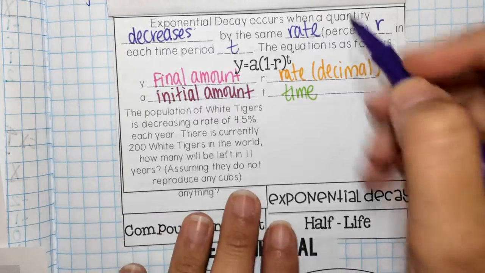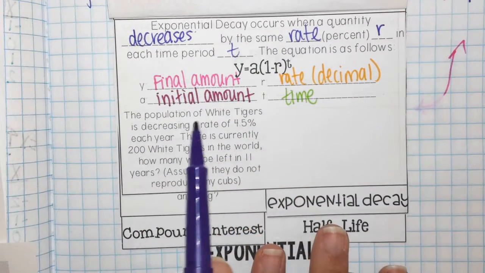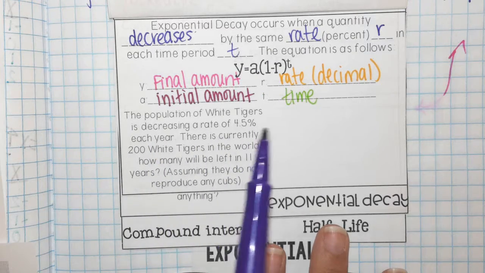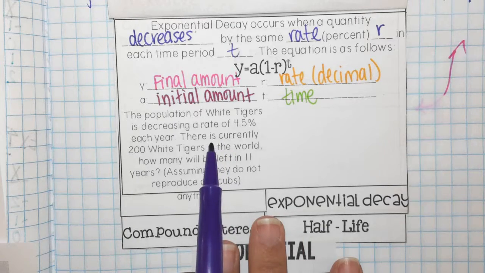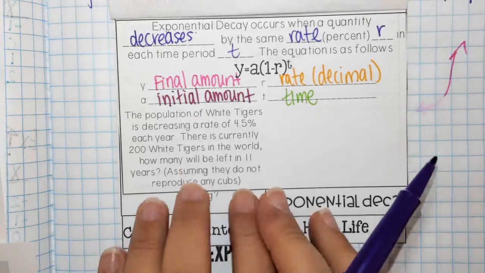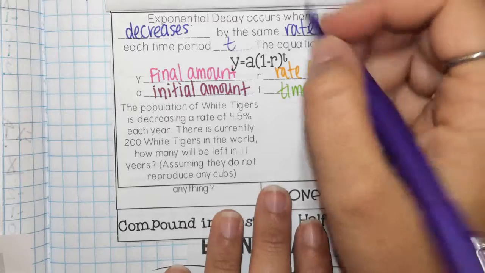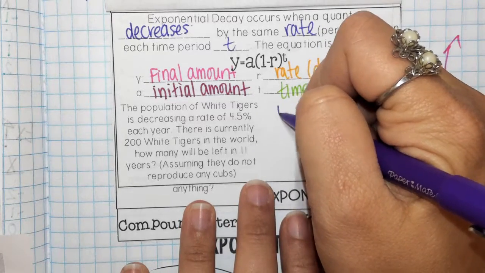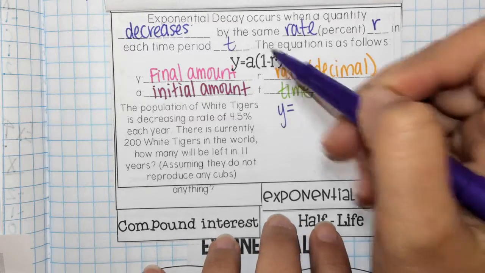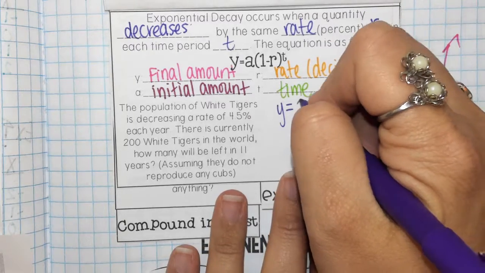I promise. Alright, so again, we're going to plug it into this formula. So it says that the population of white tigers is decreasing at a rate of 4.5% each year. There are currently 200 white tigers in the world. How many will be left in 11 years? That's sad. Alright, so we're trying to find our final amount. What's our initial amount? How many tigers do we have right now? 200.